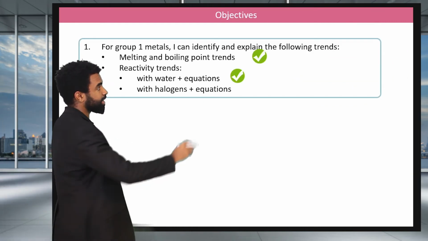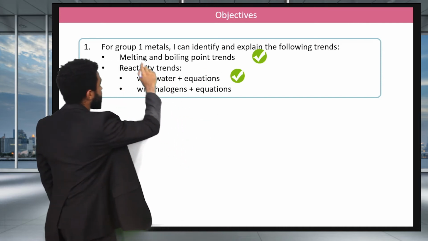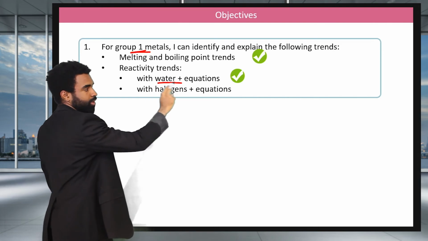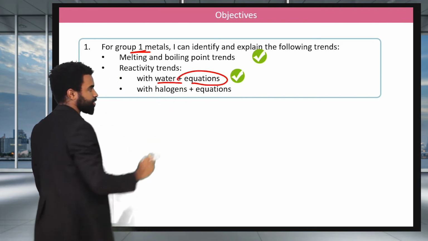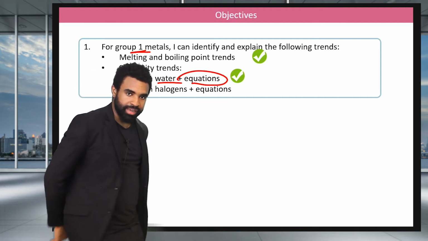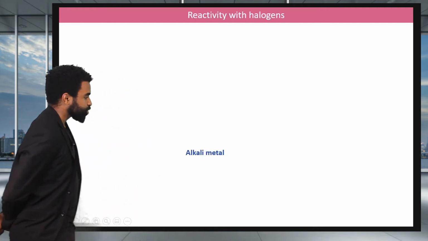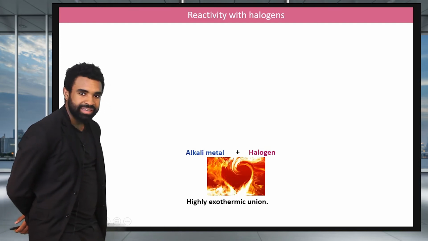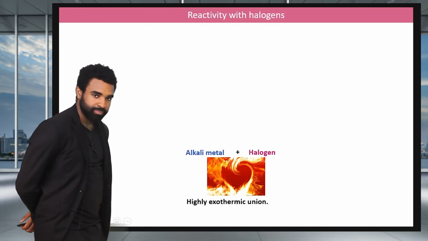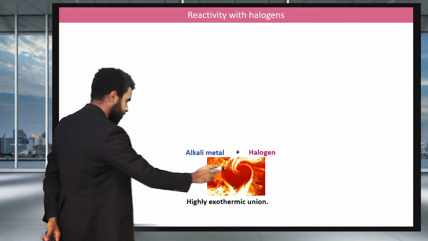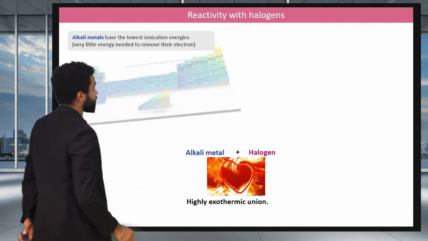So now hopefully we can identify and explain the reactivity trends of alkali metals and water, and we can write the needed equations. Let's look now at the reactions with halogens and try to understand those equations as well. So if you take an alkali metal and react it with a halogen, you're going to get a very highly exothermic reaction. Why? Because alkali metals and halogens, we can think they love each other so much. Let's see why they love each other.